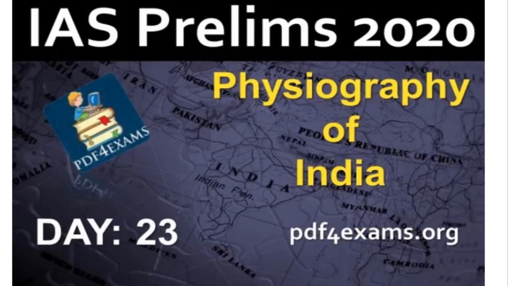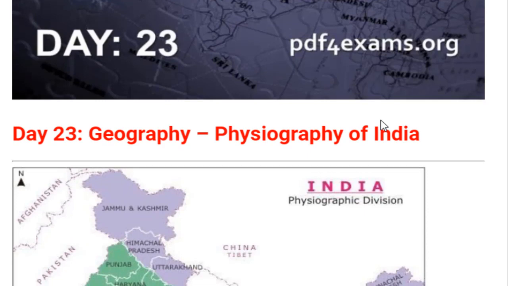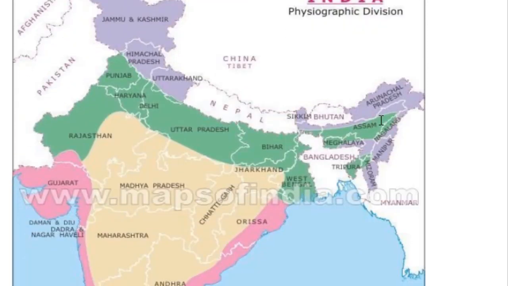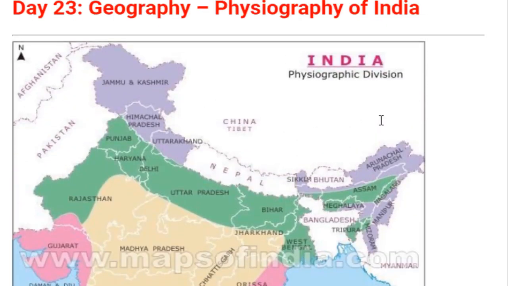Today is day 23. We are learning geography, and in this video we will be learning about physiography of India. So before starting the video, we need to know a few facts about a country. So let's see what those facts are. First we'll see what the extension of a country is. It is extended in longitude and latitude.